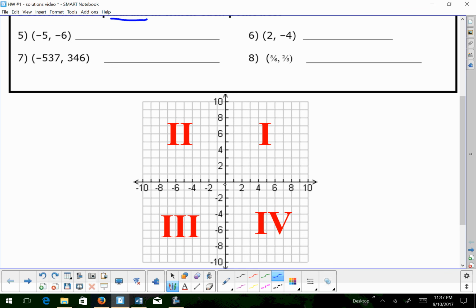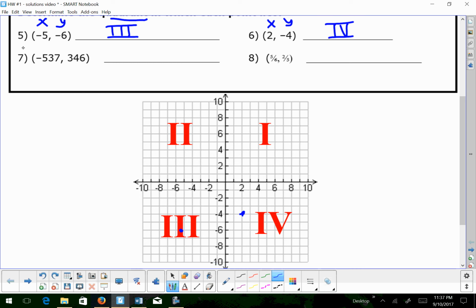So for question number 5, if I need to go to the location of -5 and -6, I would simply move in the direction from the origin, which would be negative on the x value, this way, and negative on the y value, this way. So the exact point would be at -5, -6, which would be here in quadrant 3. So the answer is Roman numeral 3. If I were to move along the x-axis to 2 and the y-axis down to -4, the next point would be located in quadrant 4.